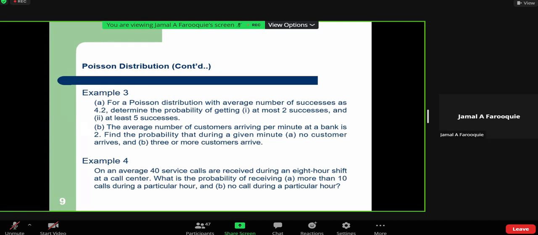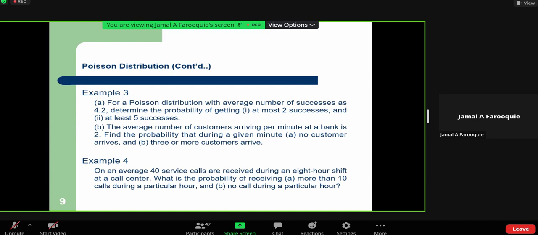Lambda has a unit also, not only a number. Lambda equals 5 calls per hour. Because these 40 service calls are for an 8-hour shift, and we are interested in finding this per hour, we convert that lambda into that time interval, meaning hourly.